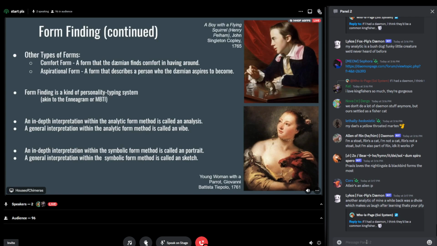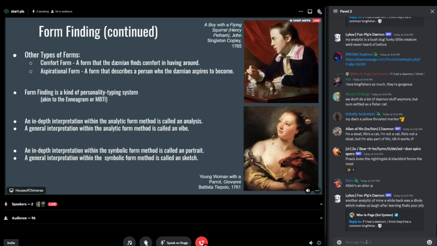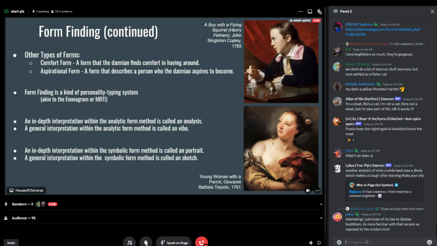Other types of forms that aren't strictly about form finding include the comfort form, a form that a dæmian finds comfort in having around. And then there is the aspirational form, a form that describes a person who a dæmian aspires to become. One way to think about these form-finding styles is to consider them close to a sort of personality typing system, akin to the Enneagram or the Myers-Briggs type indicator, also sometimes simply called MBTI.